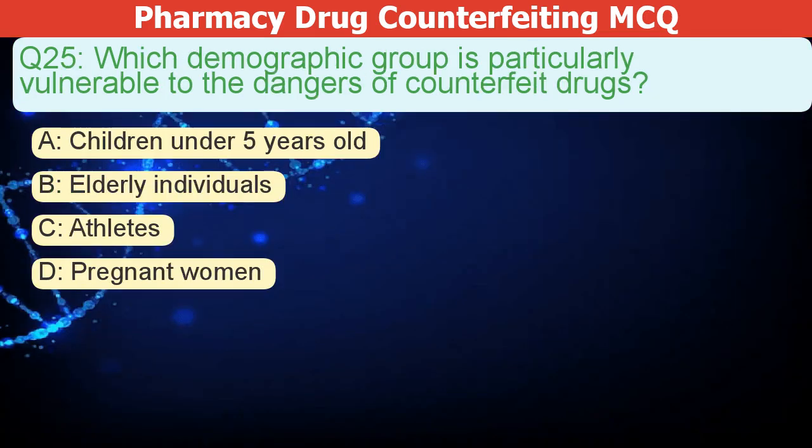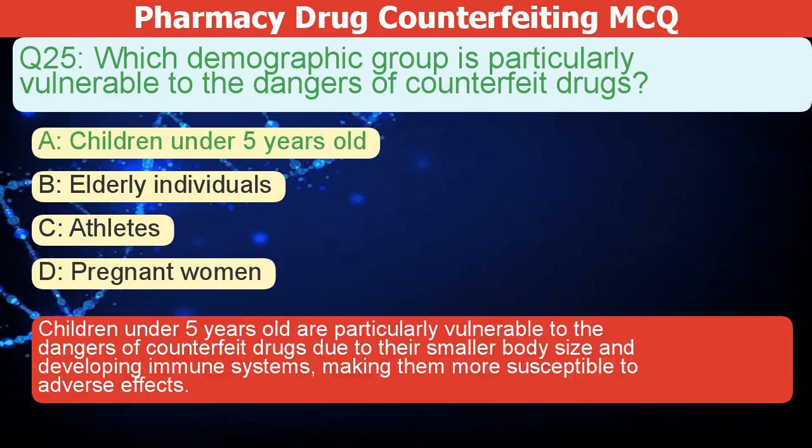Which demographic group is particularly vulnerable to counterfeit drugs? A. Children under 5 years old. B. Elderly individuals. C. Athletes. D. Pregnant women. The correct answer is A. Children under 5 years old are particularly vulnerable to counterfeit drugs. Their smaller size and developing immune systems make them more susceptible to adverse effects.